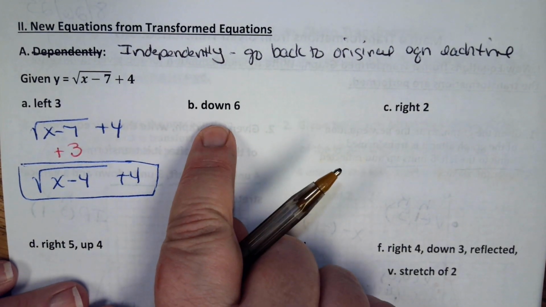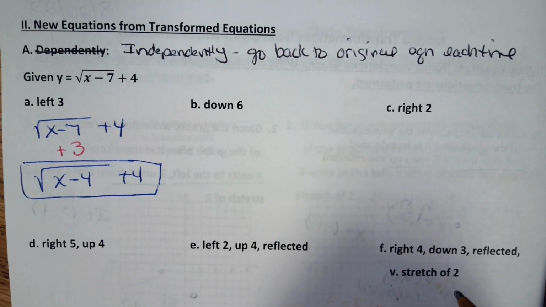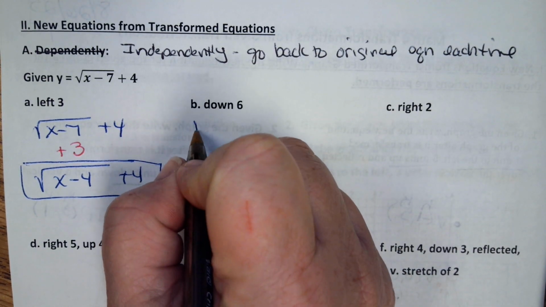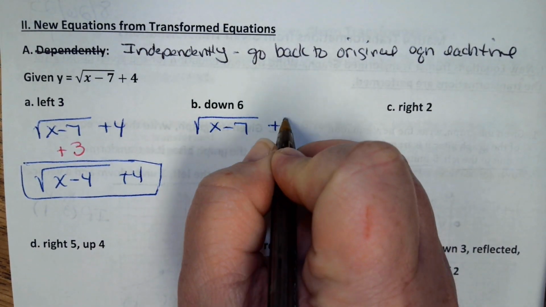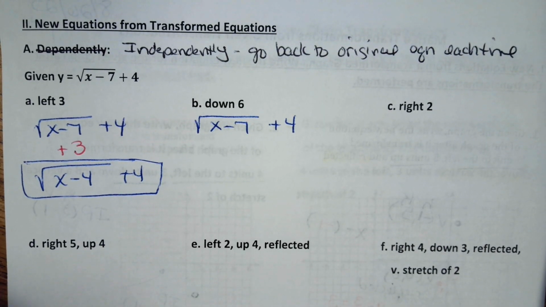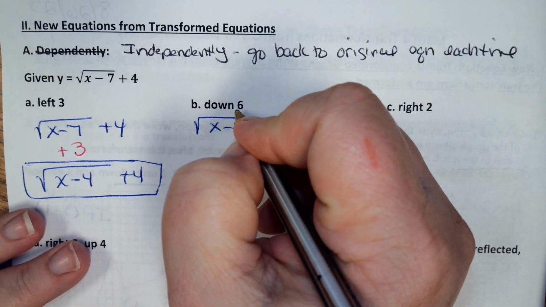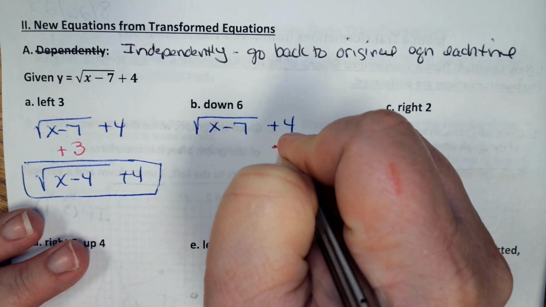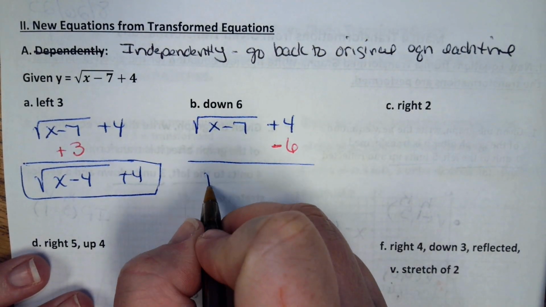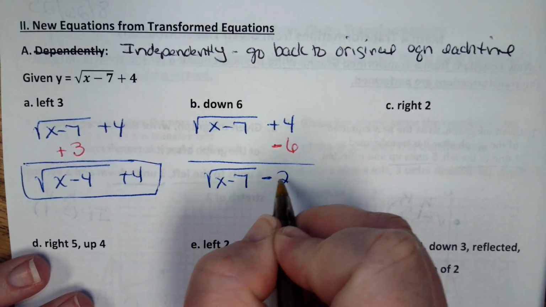All right, for part B, independently again, means you go back to the original problem. So we're going to go back to the square root of x minus 7 plus 4. Down 6. If you're moving vertically, is that impacting your h or is that impacting your k? Your k. So we know with the k we keep. So down 6 means we're going to subtract 6. 4 minus 6 is negative 2.